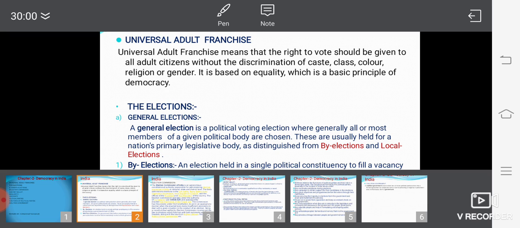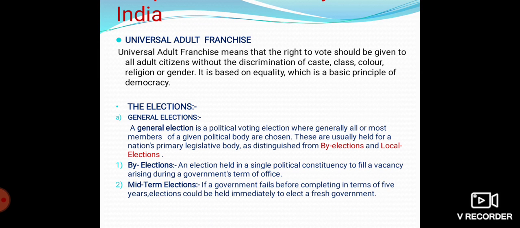In democracy, the foremost important topic is universal adult franchise. What is the meaning of universal adult franchise? Universal adult franchise means all adult citizens of the country should have the right to vote without any discrimination of class, caste, religion, or gender. It is based on the basic principle of democracy, which we call equality. It stresses that the right to vote should be equally available to all.